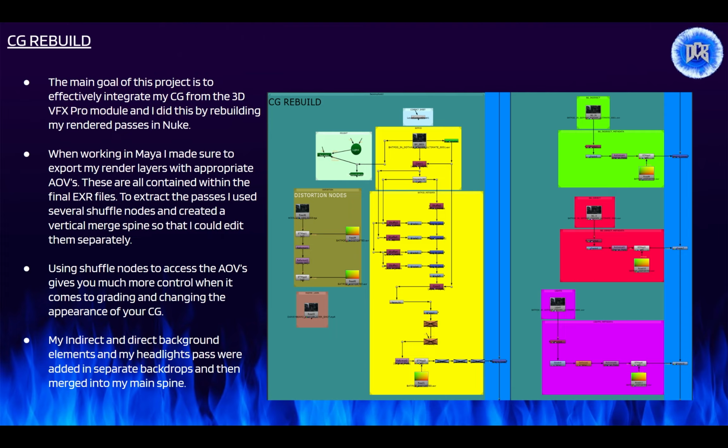To extract the passes, I used several shuffle nodes and created a vertical merge spine so that I could edit them separately. Using shuffle nodes to access the AOVs gives you much more control when it comes to grading and changing the appearance of your CG. My indirect and direct background elements and my headlights pass were added in separate backdrops and then merged into my main spine.